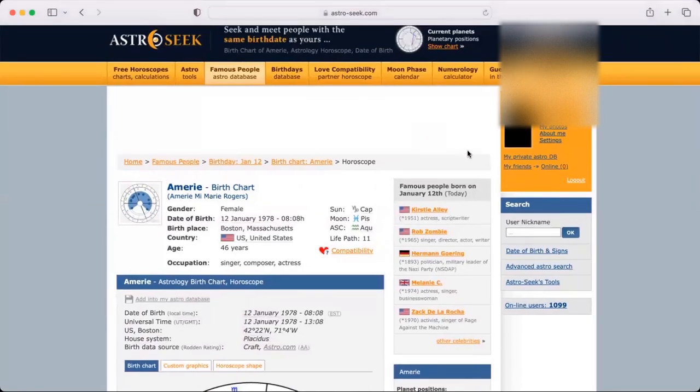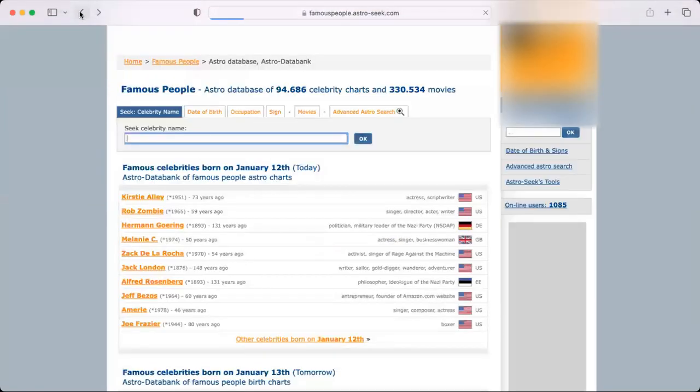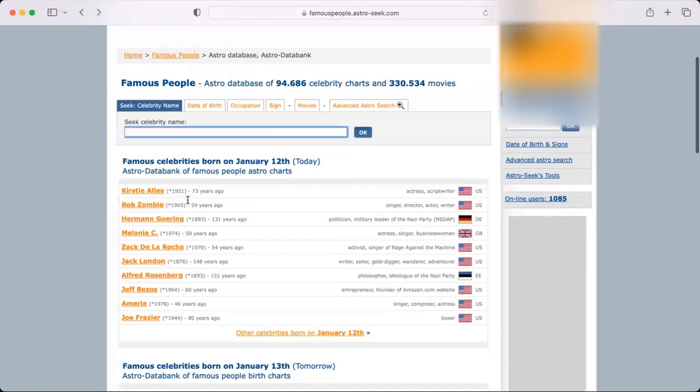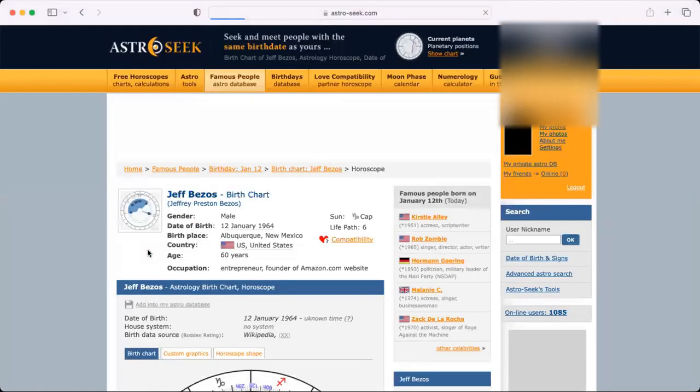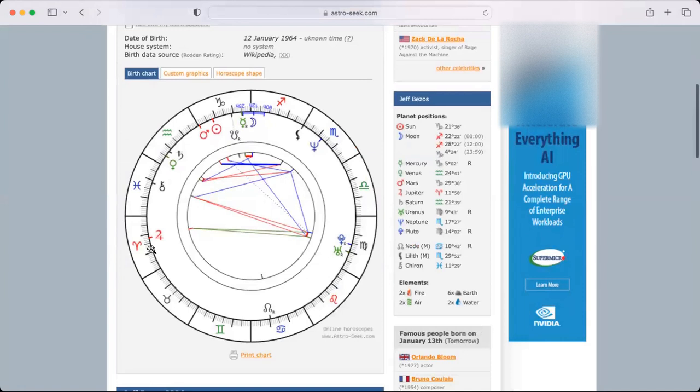So let's go back to someone else's chart. Okay, we'll go to Jeff Bezos, January the 12th. Sun is in Capricorn. Then we see Mercury is in the same sign as Capricorn, so it applies in terms of the rule. And we see Venus is in the sign after, which is Aquarius. So Venus was one sign after, not two, but the rule applies.